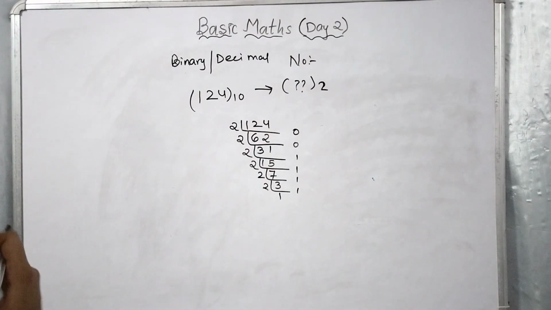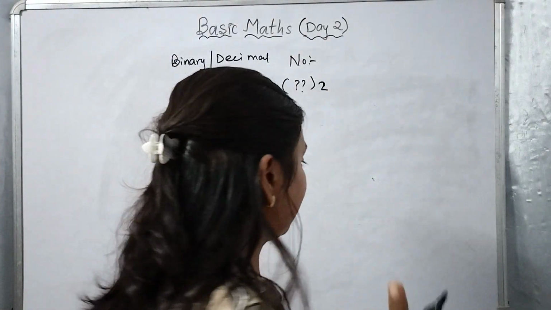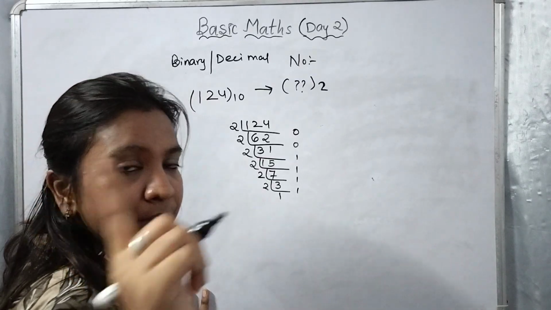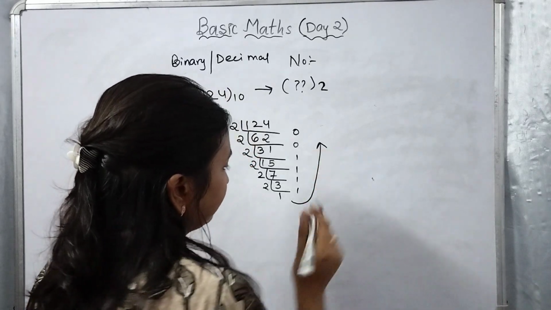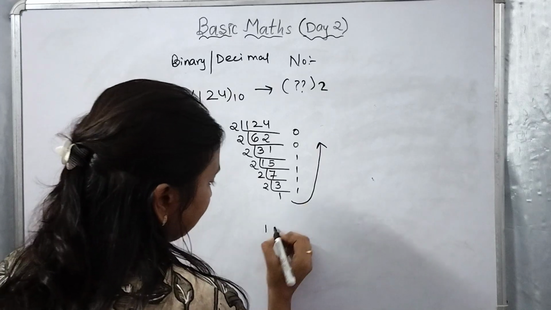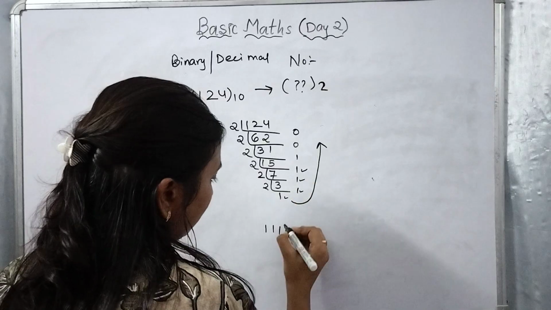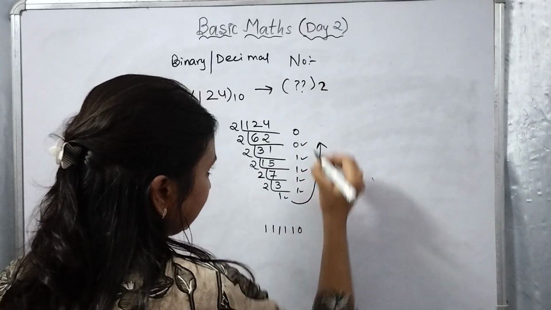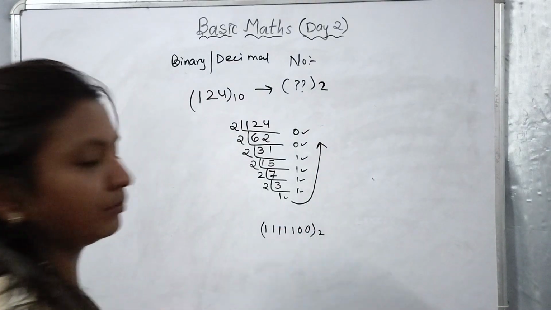One very important thing that needs to be known is that now we have converted it into binary, but the writing style needs to be upward. Fine? From down to upward. It means that first you will write this one, then this one, then this one, then this one, then 1, then again 1, then 0, and then 0. So this is how we write the number.